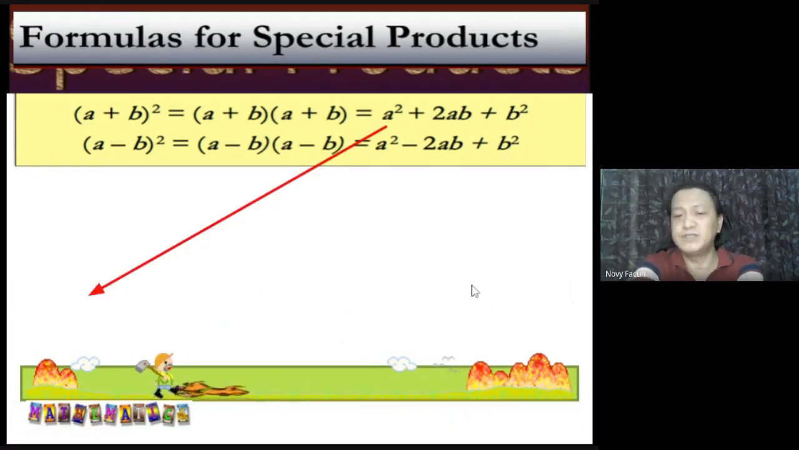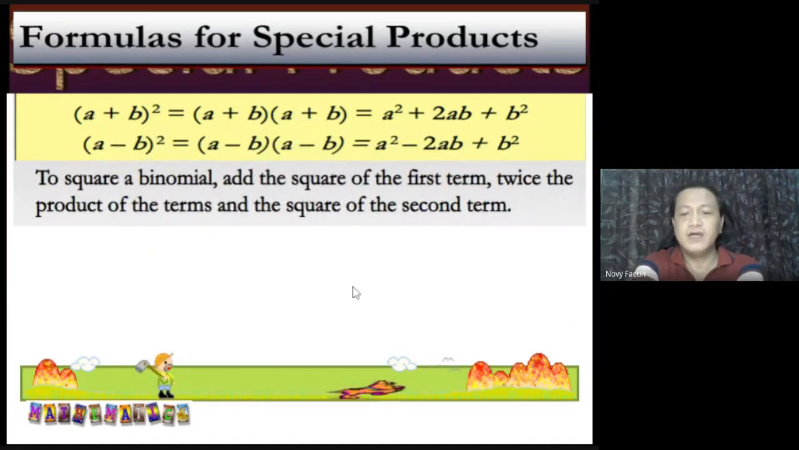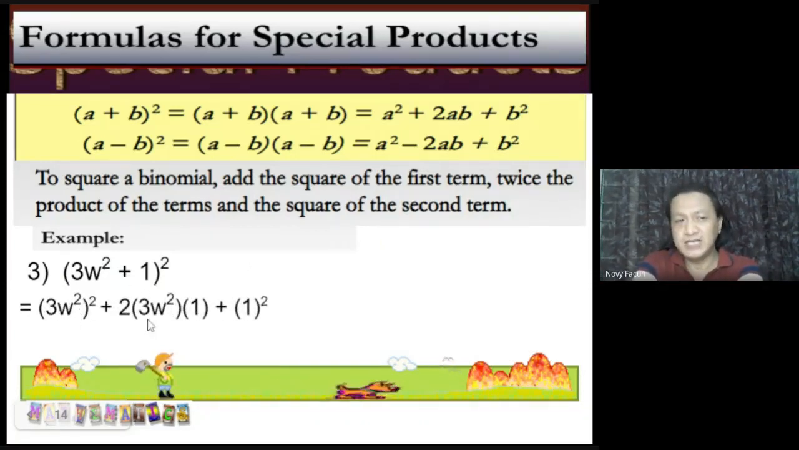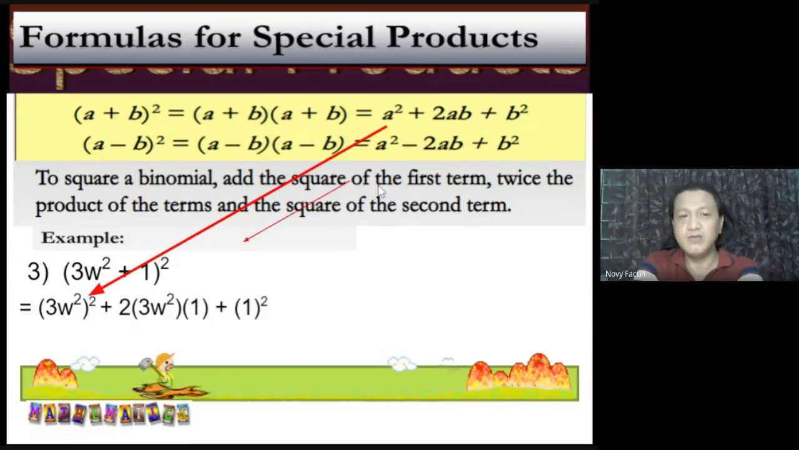And also the first term. So kailangan perfect siya. And another, we have example number 3. So the given is (3w squared plus 1) squared. So same pa rin, no? Kasi nga square of binomial yung given natin. That's why you are going to substitute the given: 3w squared raised to 2 plus twice, kasi di ba sa formula, 2 times 3w squared times 1. Kasi yung second term natin 1, plus 1 squared, yung last term or second. And that is the formula that we have.